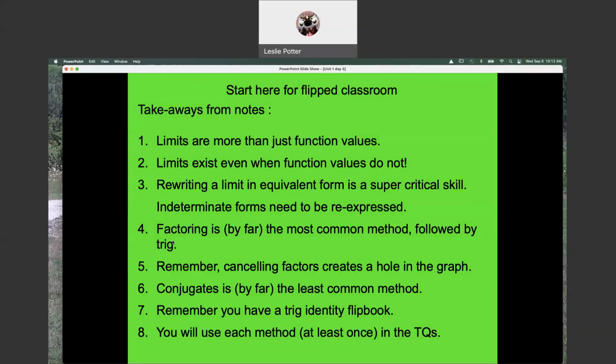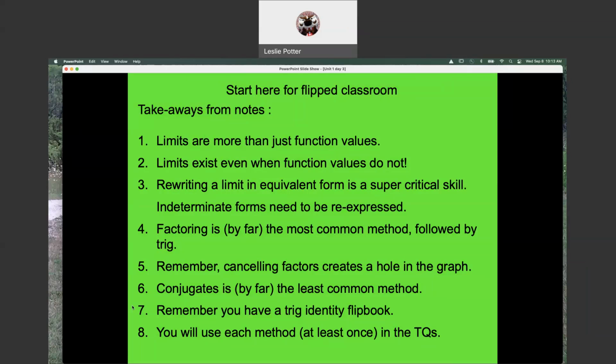Then the next one is trig. That's the next most common. Remember, and this is from the notes, if you're kind of falling into the category of I forgot, still getting into the flow of things, we talked about an example where we canceled factors, and that creates a hole in the graph. That's what happens when you have 0 over 0, and you have the same factor top and bottom. That's what creates the hole in the graph.